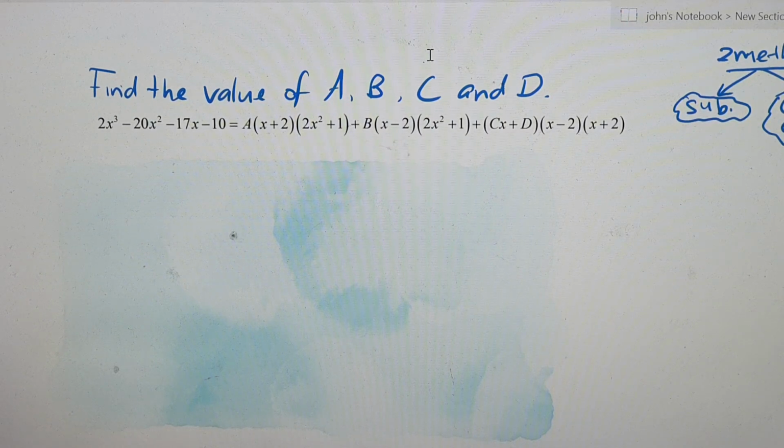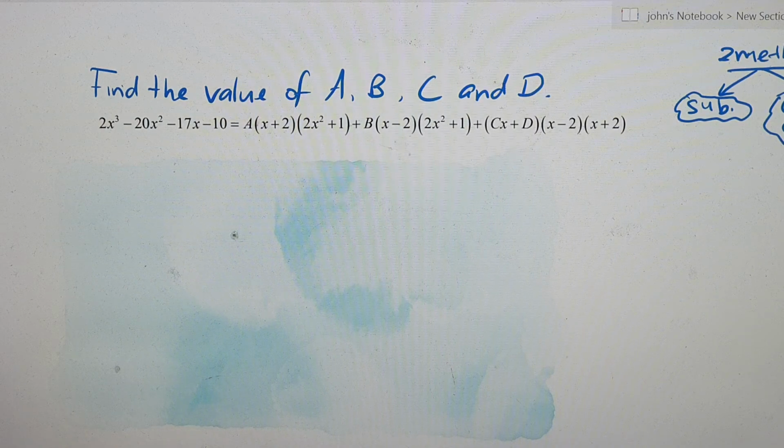Okay, in this question, you're asked to find A, B, C, and D, okay? So A is here, B is here, C is here, D is here. Now, how do you find A, B, C, D? There are two methods to find A, B, C, D.